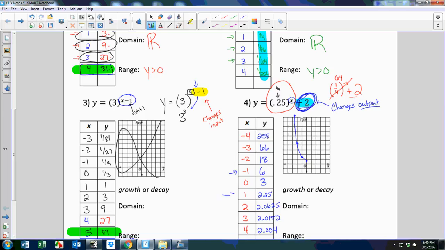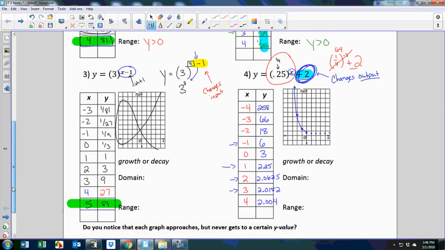Now the decimals is where we start to understand how adding 2 affects the range. When I graph the point 1, 2.25, it'd be right 1 and then at 2.25. Then 2, 2.06, right 2 and at 2.06. Right 3 and up 2.01. All right, what are these decimals? 4, 2.004. What are these decimals getting closer and closer to?